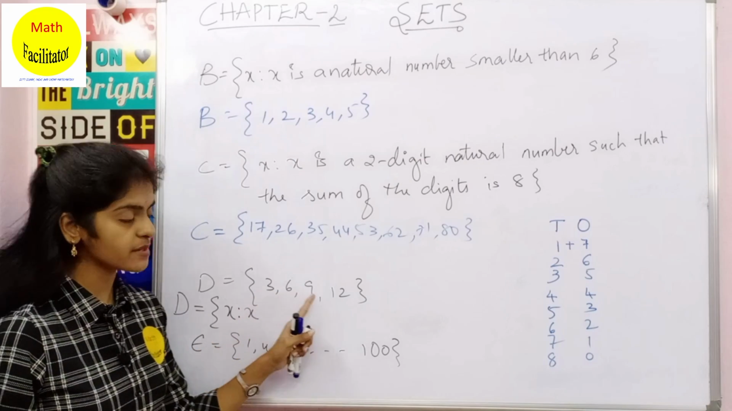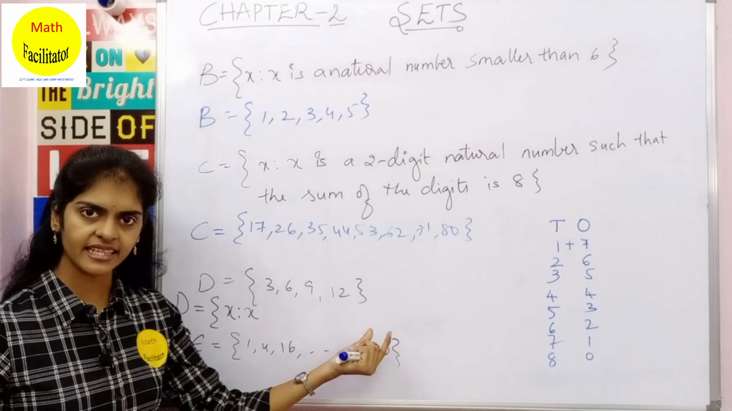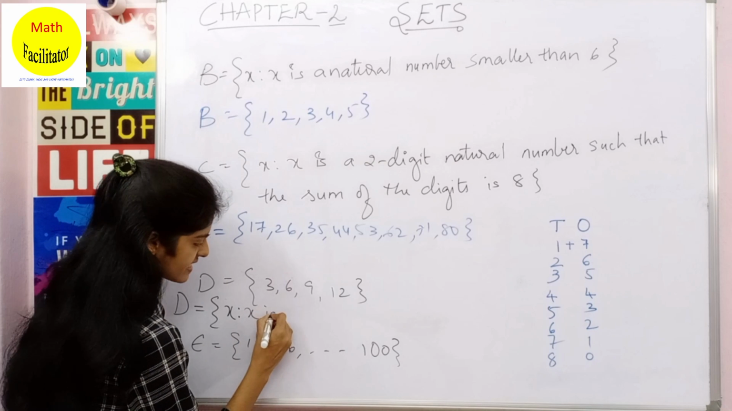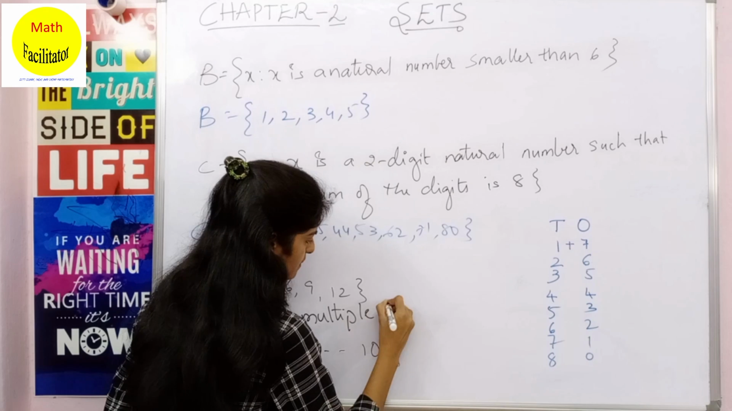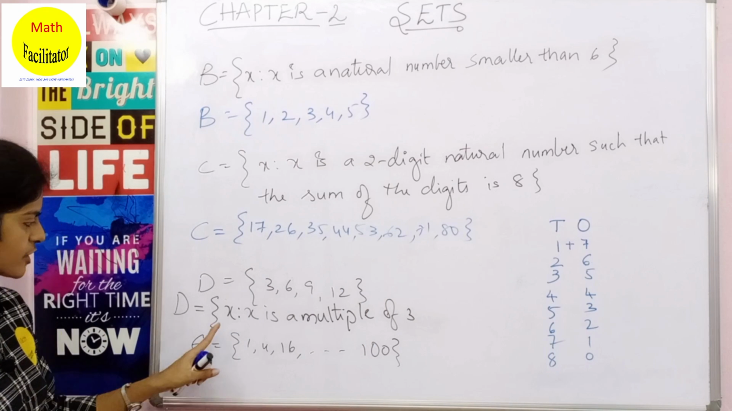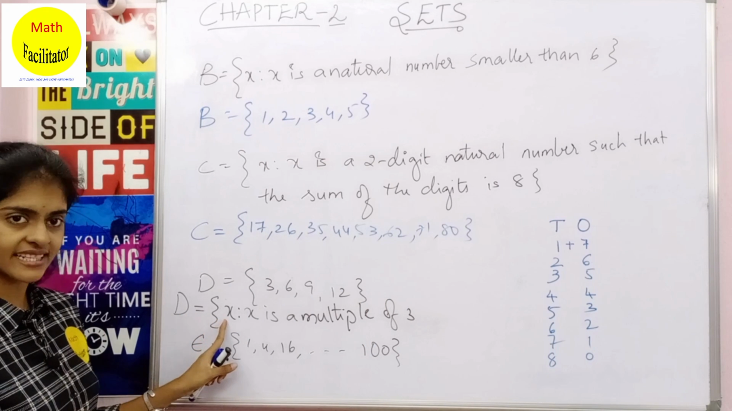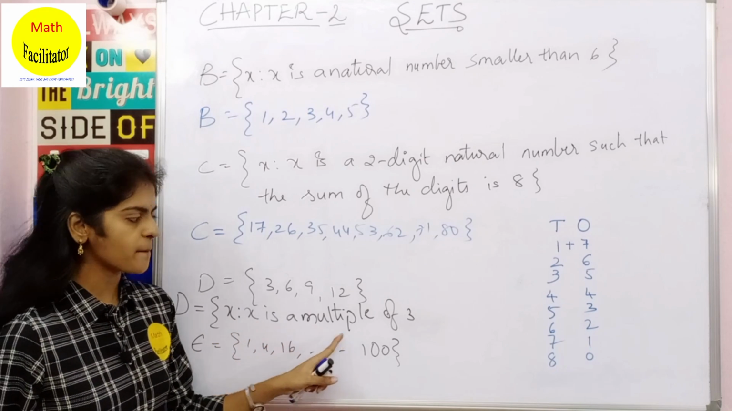Yes, so these are multiples of 3. So the same thing we shall write it here: X such that X is a multiple of 3. Okay, so X is a multiple of 3. Clear? So D is a set of elements containing X such that X is a multiple of 3.